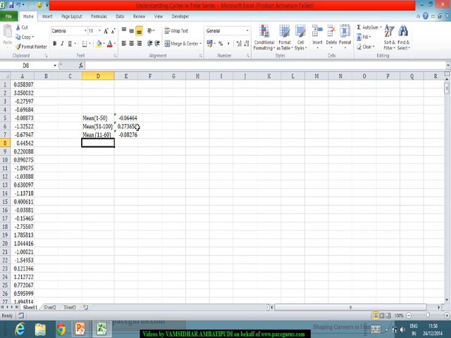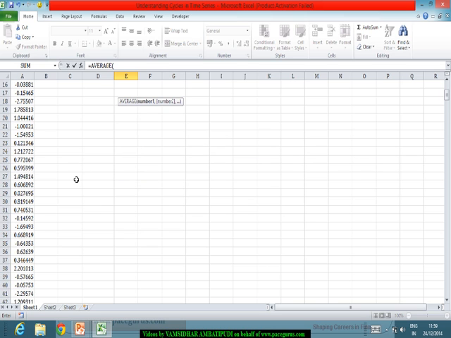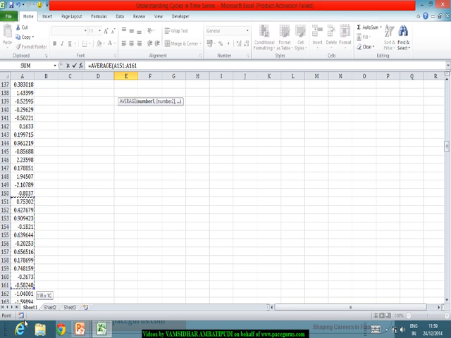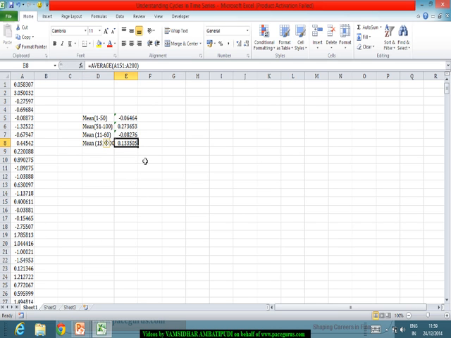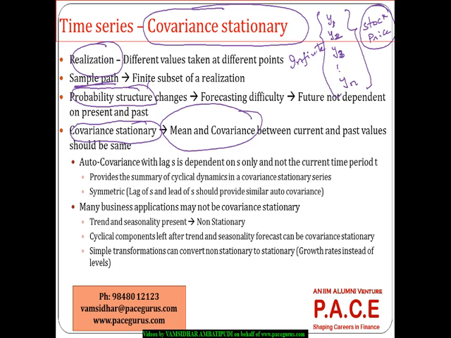Now what we could see is the means. When I take the mean from the 151st observation to the 200th observation also, the mean is not too different. So across different points in time, the mean is more or less the same.